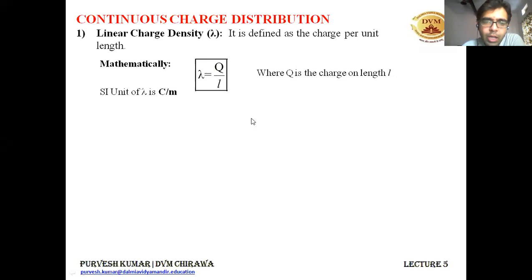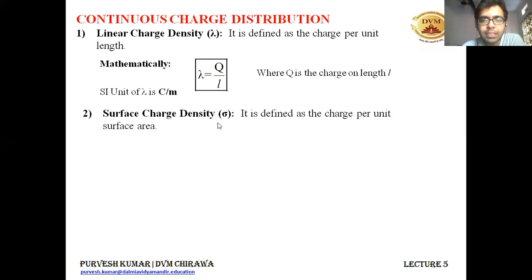Likewise, we also have the surface charge density, and it is denoted by sigma. The surface charge density can be defined as the charge per unit surface area. So if you are given an area and on that area, a large amount of charge is distributed, then the surface charge density can be defined as the charge per unit area. So sigma becomes Q by A, where Q is the charge present in area A.